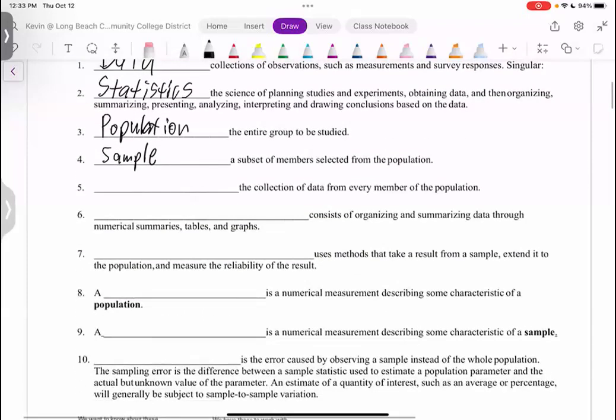Number 5 is the census. It is the collection of data from every member of the population. In real life, this is not very realistic. Getting all data from the entire population just is not a realistic thing. And so we would need a sample to do our best with that.